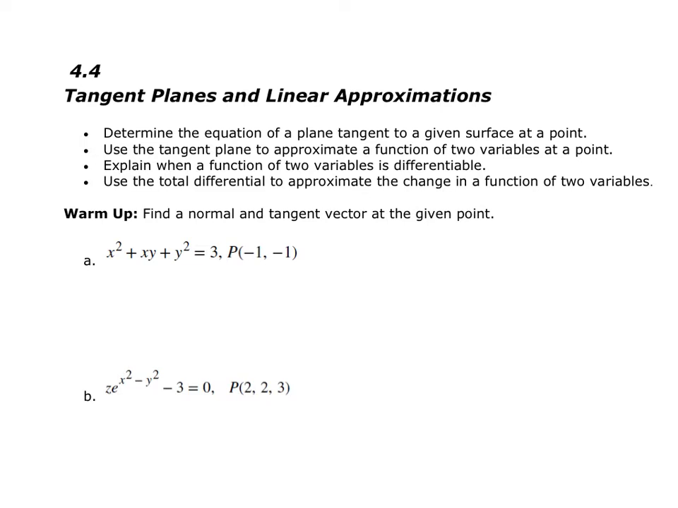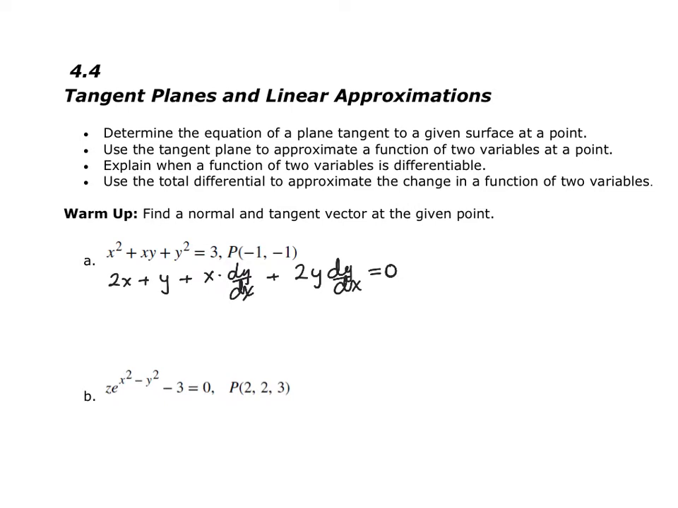Let's look at the normal and tangent vectors for the given point. Now, I'm going to approach the first one by using implicit differentiation. So we're going to differentiate, and I get 2x. Then we know that x and y are multiplied together, so I'm going to use the product rule. So it'll be the derivative of x, which is just 1, multiplied by y, and then the derivative of y, dy/dx, multiplied by x, plus 2y dy/dx, and this equals 0.